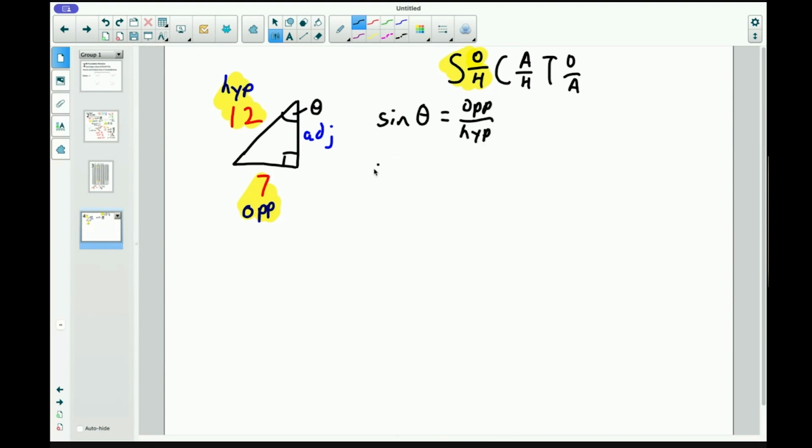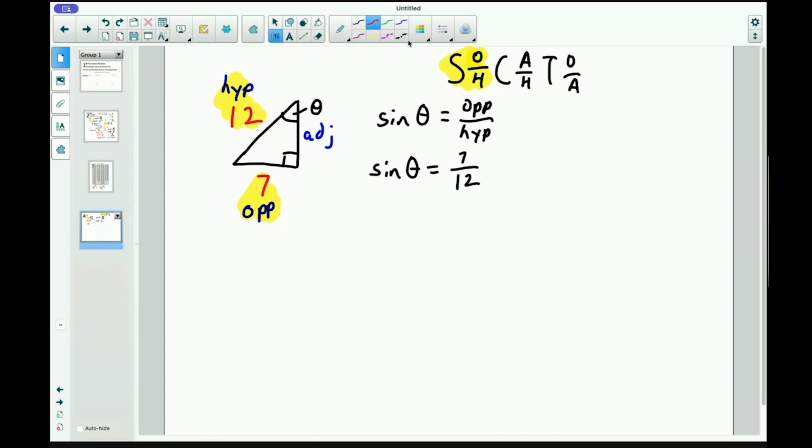And we can start to fill this in with things that we know. So sine of theta, I don't know what theta is. Sine of theta is equal to my opposite side, which is 7, divided by my hypotenuse, which is 12. All right, so I'll give you guys a second there to catch up and draw that picture out. Okay, so everyone's kind of caught up there.